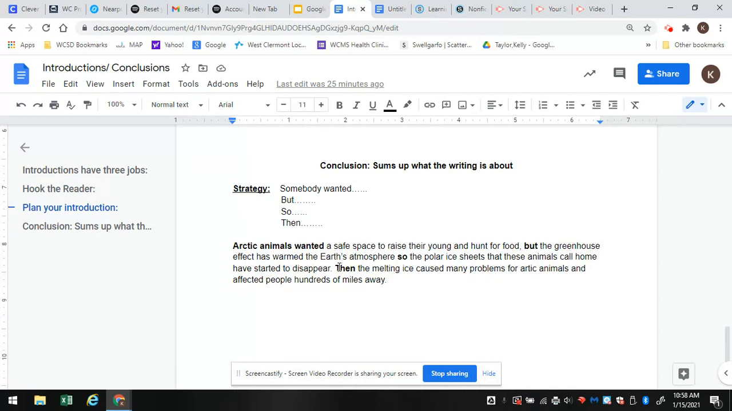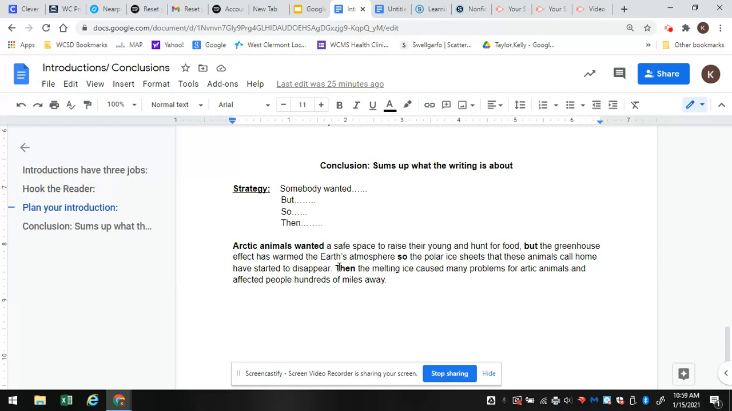Conclusions are always hard for kids to write, and I'll tell you they're really hard for me to write too, because the conclusion's job is to sum up what the writing is about. And last year I had a student help me figure out an amazing strategy for summarizing. So a lot of times in elementary school they teach you to summarize a text by using this little sentence starter. Somebody wanted, but, so, then.